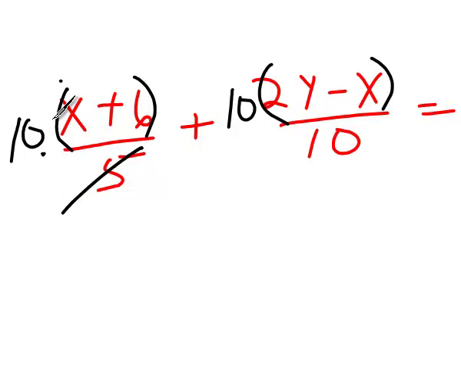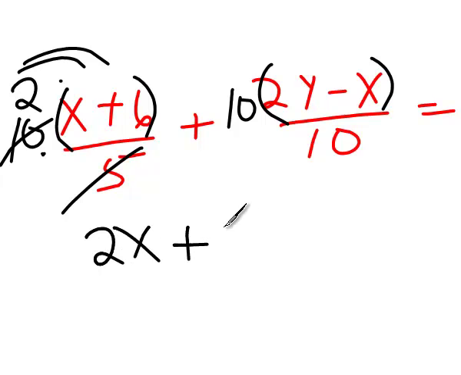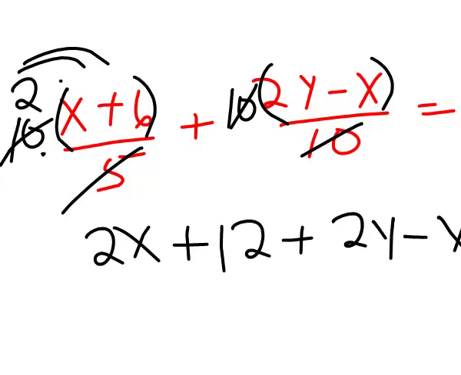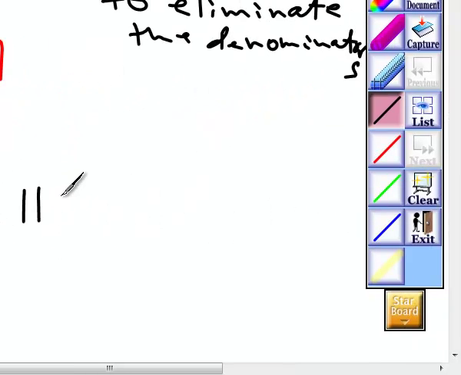So 5 can go into 10 how many times? 2 times, and then we distribute that, and we get 2x plus 12. Then we cancel the 10s out, and everything cancels. So that'll just be 2y minus x equals 10 times 1, which is 10. And from here we simplify.